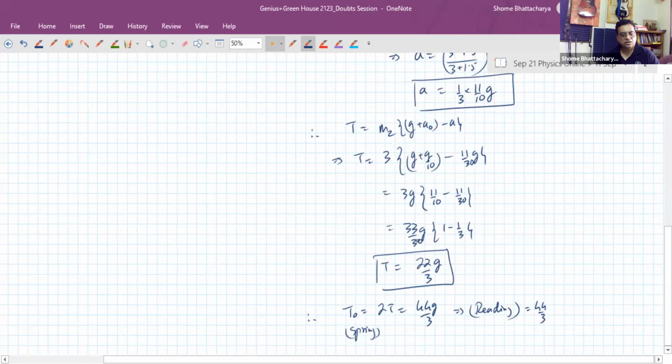So there is some calculation mistake I've made. I've taken 10 common here, not. So this is 33 by, should be, yeah. So I had taken 11 by 10 common. So this became this. Okay. So this is 2/3 into 11 by 10.